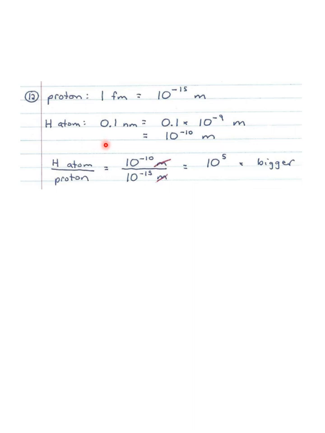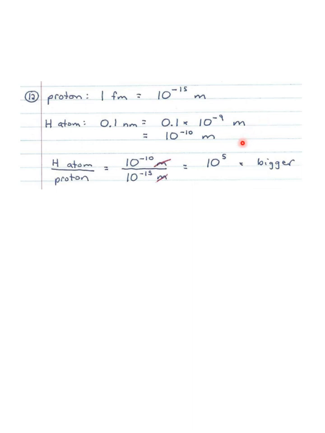It's best to get these all in consistent units, and in this case, I think it's best to get it all in meters. So 0.1 nanometers, we're going to convert. Remember that nano means 10 to the negative 9. So I can replace that nano with times 10 to the negative 9. Over here, you can see 0.1 times 10 to the negative 9 meters, which is 10 to the negative 10 meters.